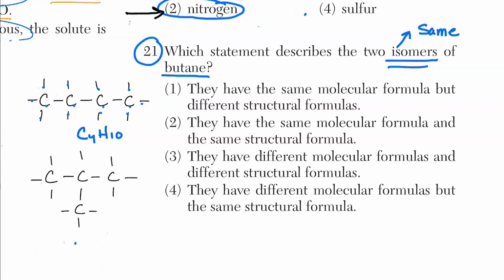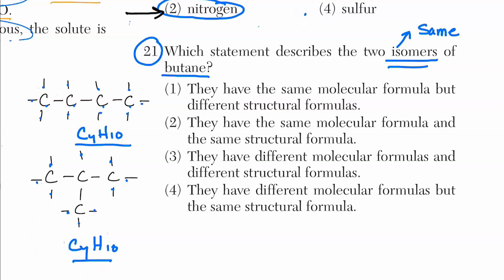And this one is C4. And if we count the sticks, 1, 2, 3, 4, 5, 6, 7, 8, 9, 10, H10. Remember, the sticks are hydrogens. So these both have the same molecular formula, but they have a different structure, and that is what these are called.